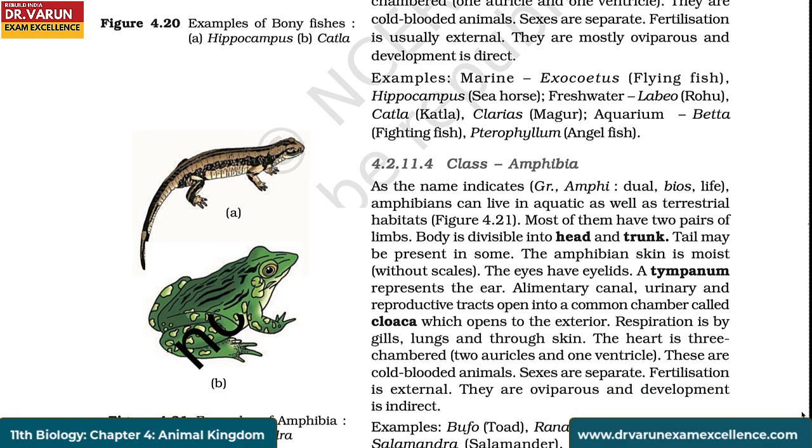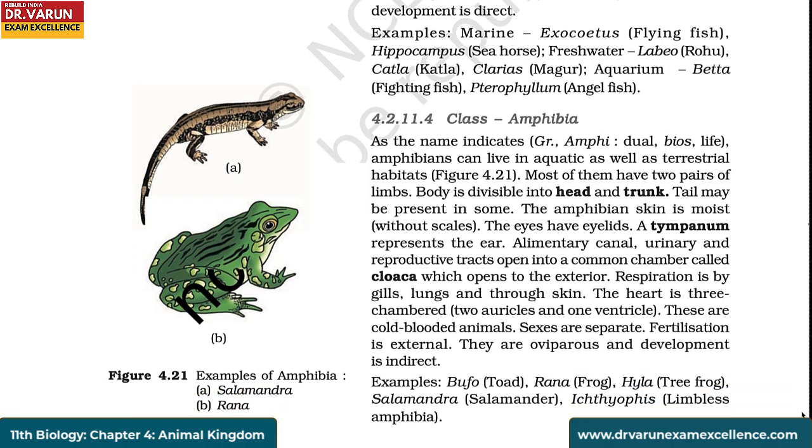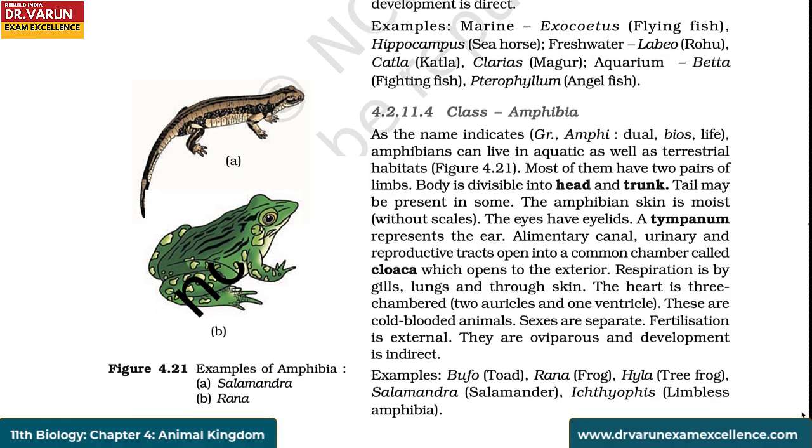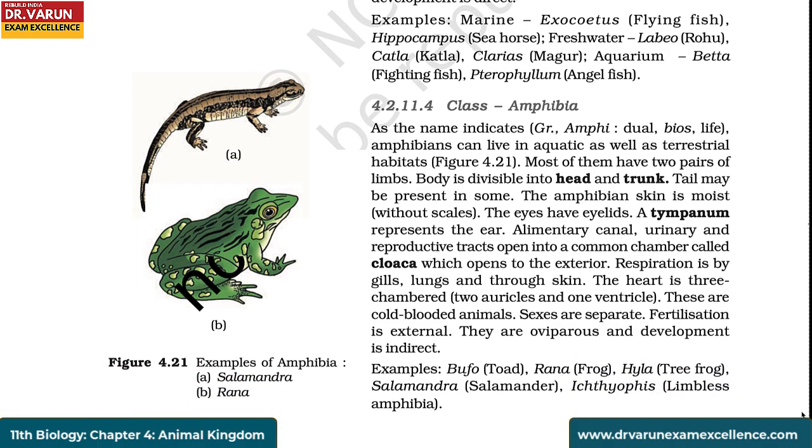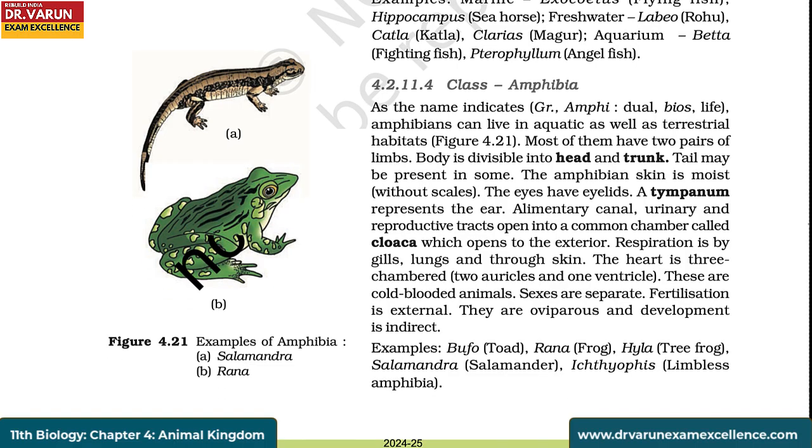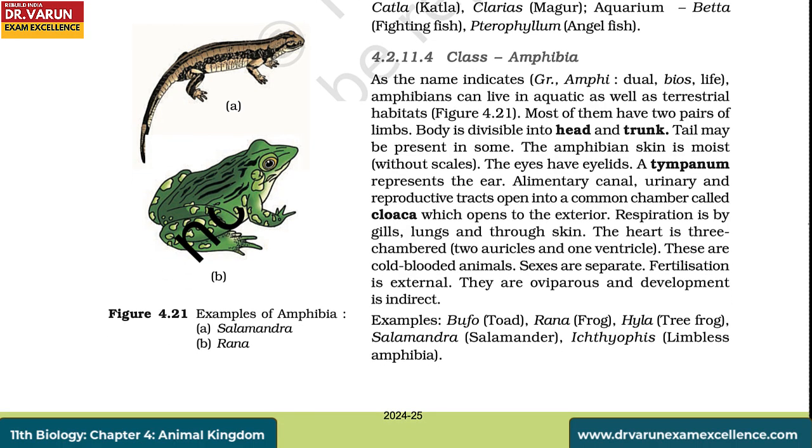Class Amphibia. As the name indicates, amphi, Greek, means dual, bios means life. Amphibians can live in aquatic as well as terrestrial habitats. Most of them have 2 pairs of limbs. Body is divisible into head and trunk. Tail may be present in some. The amphibian skin is moist without scales. The eyes have eyelids. A tympanum represents the ear. Alimentary canal, urinary and reproductive tracts open into a common chamber called cloaca, which opens to the exterior.